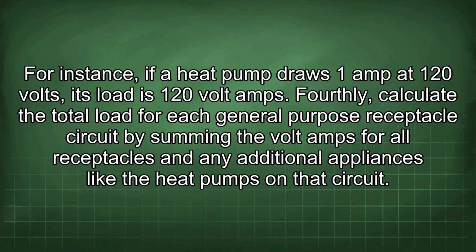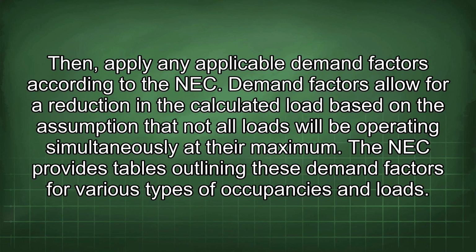Fourthly, calculate the total load for each general-purpose receptacle circuit by summing the volt-amps for all receptacles and any additional appliances like the heat pumps on that circuit. Then, apply any applicable demand factors according to the NEC. Demand factors allow for a reduction in the calculated load based on the assumption that not all loads will be operating simultaneously at their maximum. The NEC provides tables outlining these demand factors for various types of occupancies and loads.